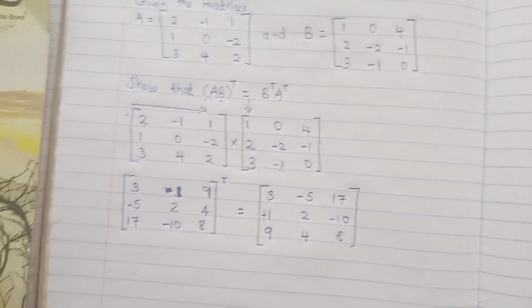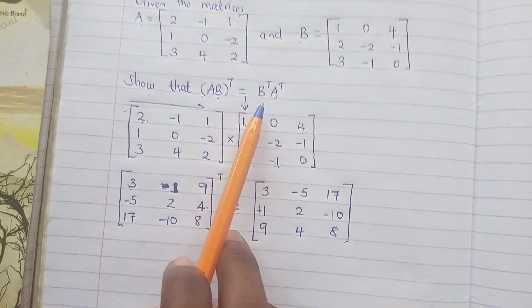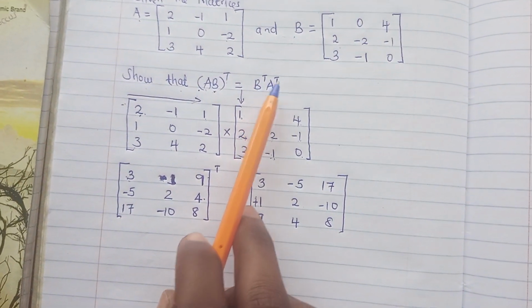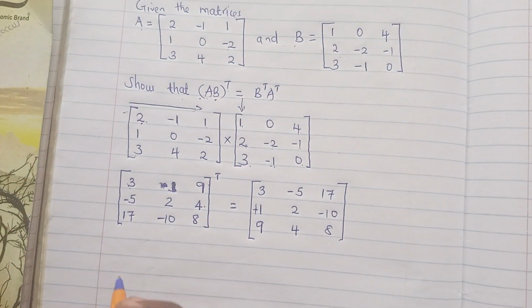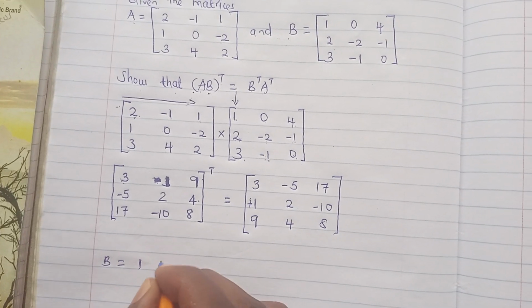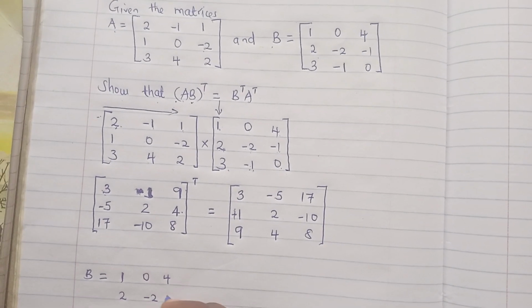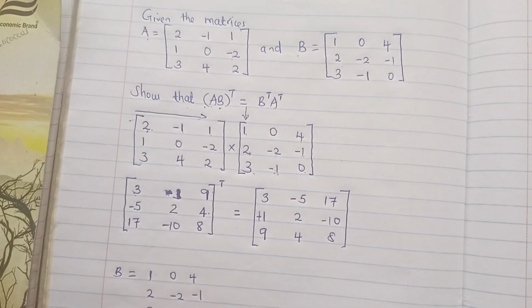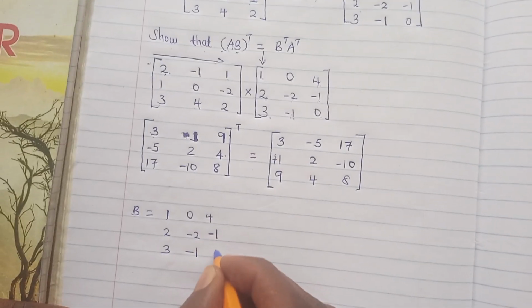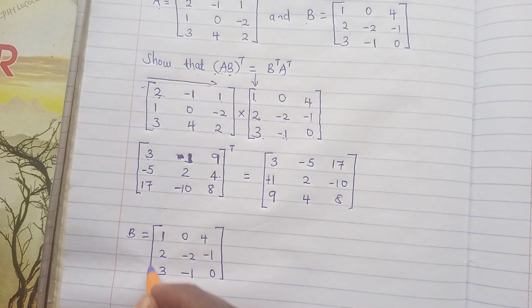So let us move to the second part of this question now: B transpose times A transpose. So let us write B here. B, which is 1, 0, 4, 2, -2, -1, 3, -1, 0. So let us transpose this.